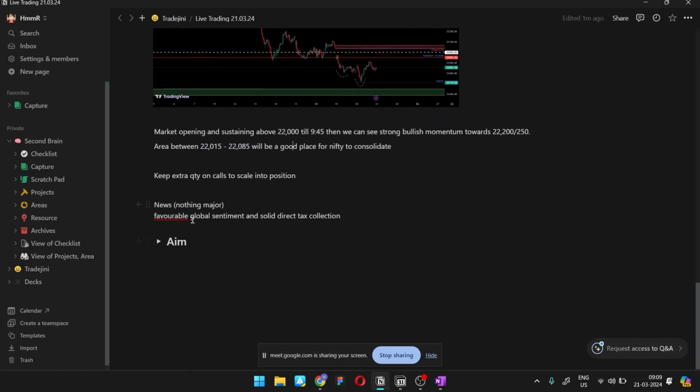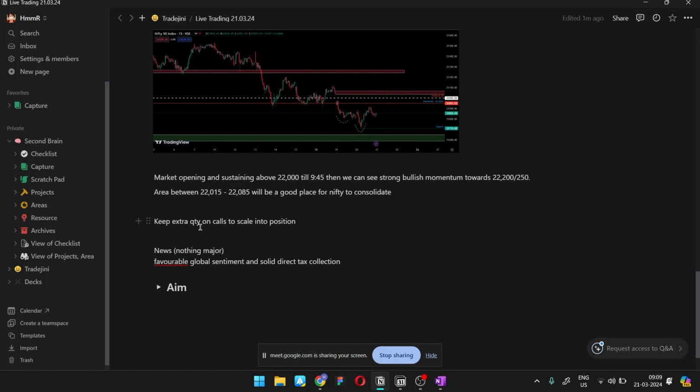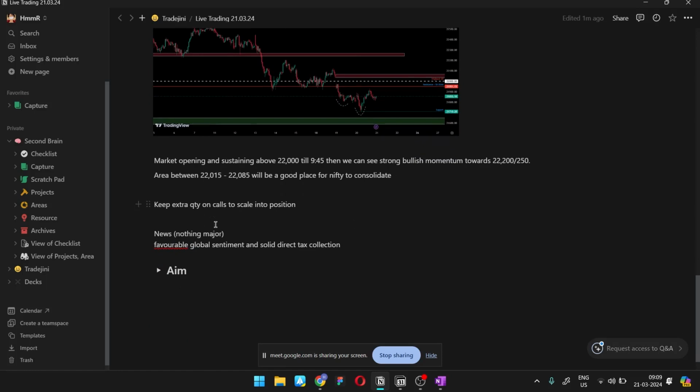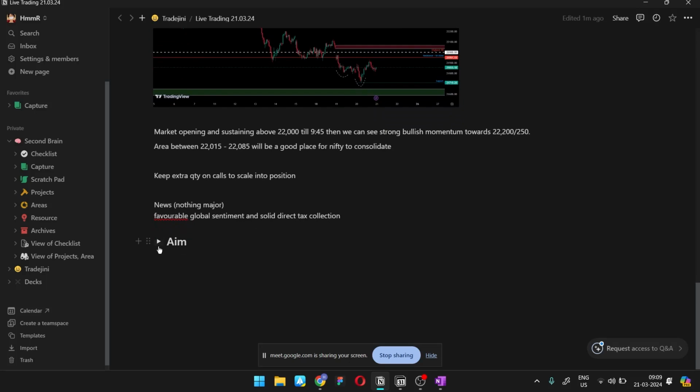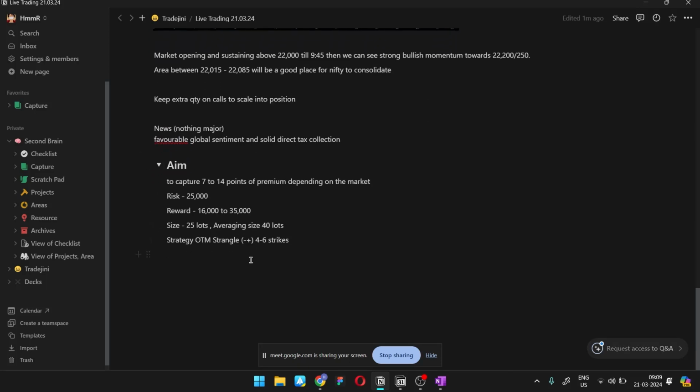And if you see what has happened globally in the news, nothing much, nothing major. Some good tax collections. Global market is a bit positive, so there's nothing to take cues from the global news as of now.